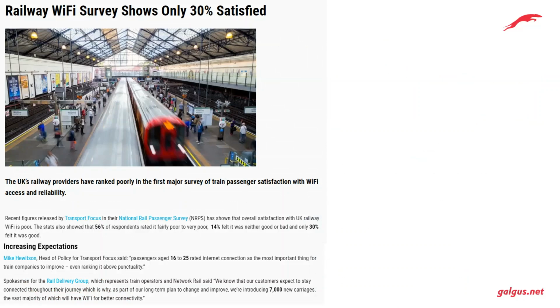And finally, let us see the result of a survey done in the UK regarding Wi-Fi onboard trains. Only 30% of the passengers were satisfied, and 56% rated it as poor. In addition, young passengers rated the internet connection as the most important thing for train companies to improve, above punctuality or even the bathroom cleaning.